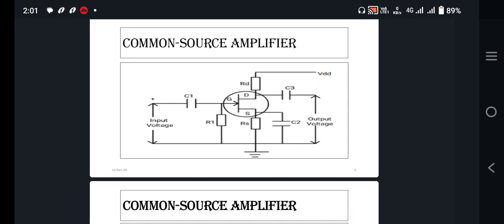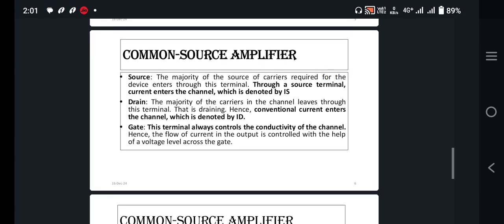This circuit diagram represents a common source amplifier. Here, the source terminal is common to the gate as well as the drain terminals. The source is the terminal through which the majority carriers required for the device enter. Through the source terminal, current enters the channel, which is denoted by S. The drain is the terminal through which the majority carriers in the channel leave, that is, drain. Hence, conventional current leaves the channel, which is denoted by ID.